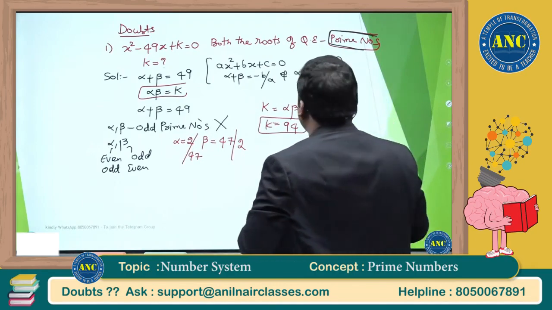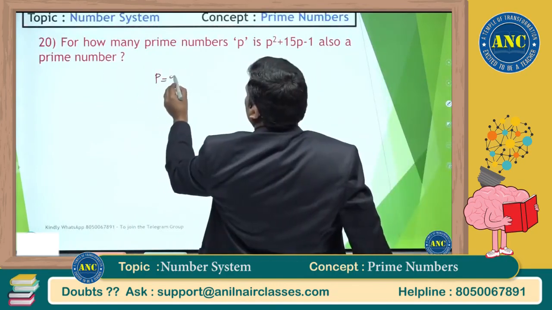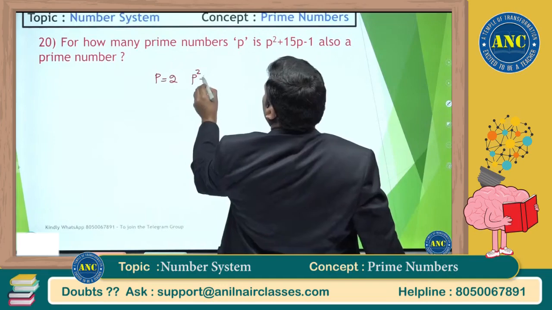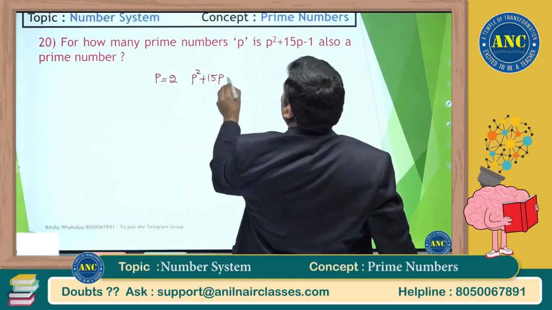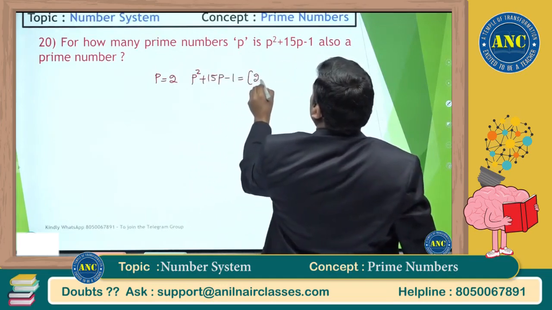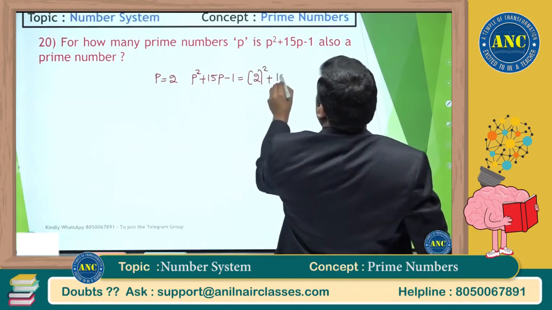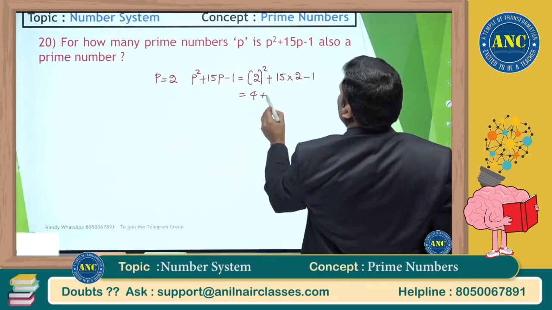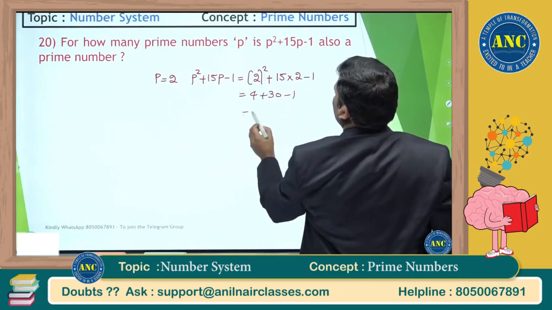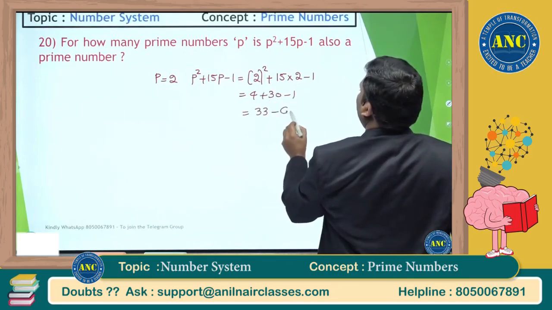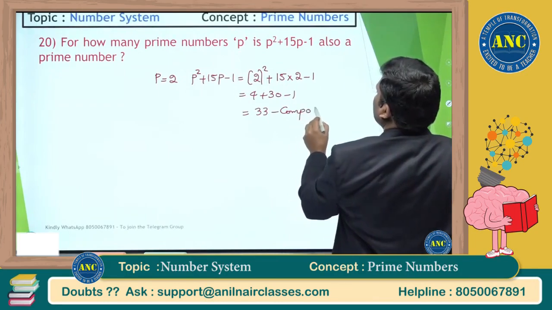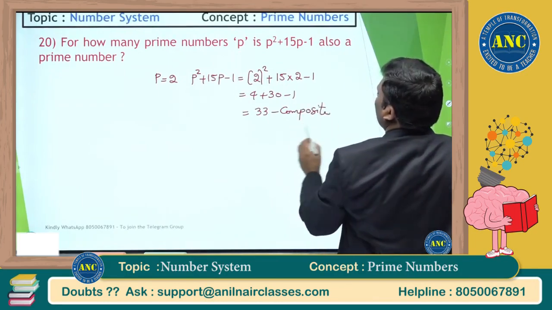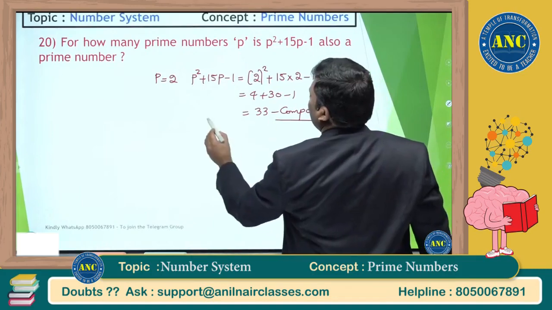Next, p square plus 15p minus 1, which I took in yesterday's class. 2 square plus 15 into 2 minus 1. 4 plus 30 minus 1 is 33. 33 is a composite number. In a hurry, I said it was a prime number. 33 is a composite number.